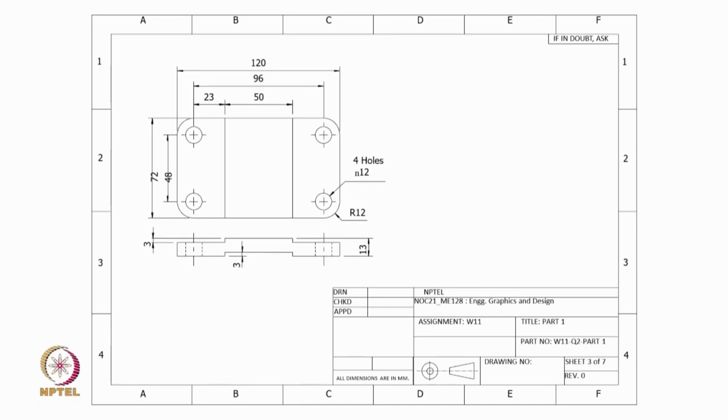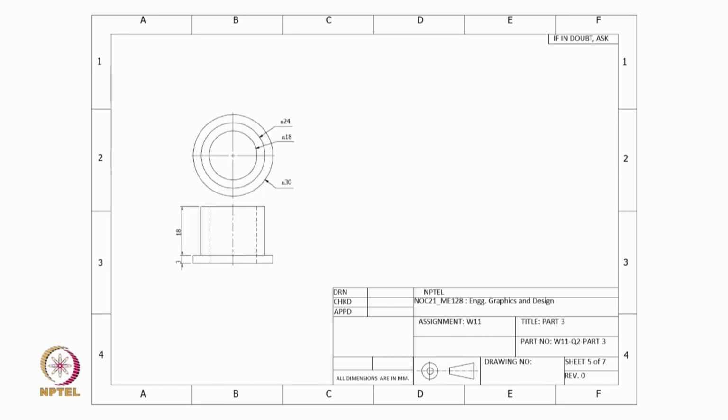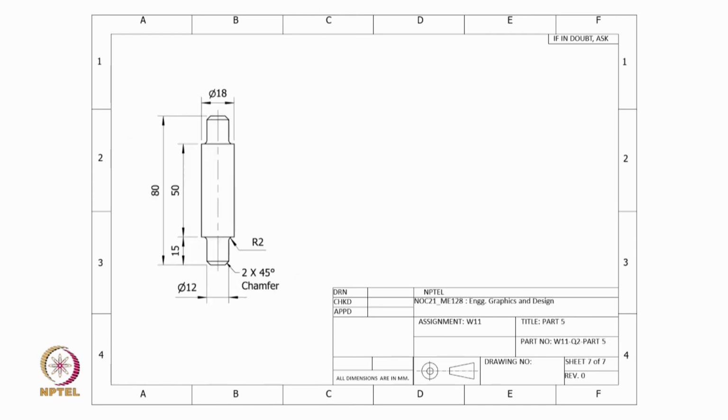So, we have drawings of each of these parts. This is part 1, the base plate. Next is part 2, the ones which are sitting to the left and right which hold the shaft. Next is part 3 which is the collar, again we have 2 quantity, one to the left and right. Part 4 which is the pulley, and lastly part 5 is the shaft which is sitting on the supports at the left and right.